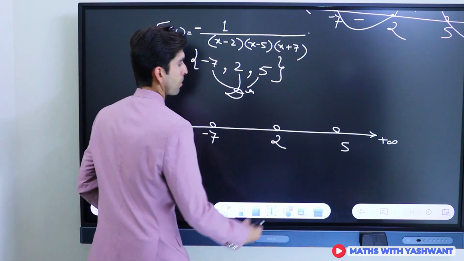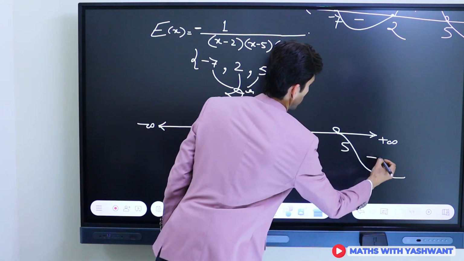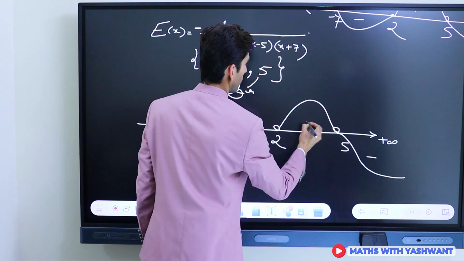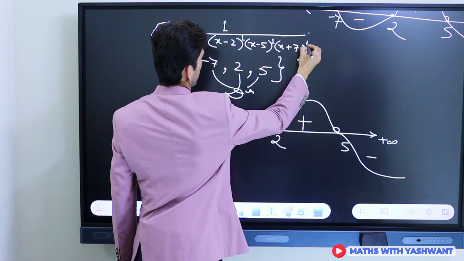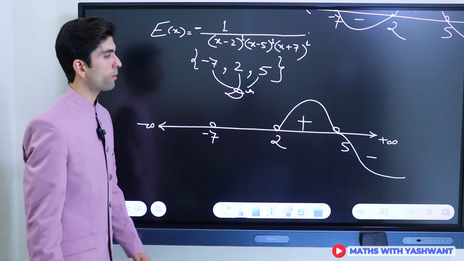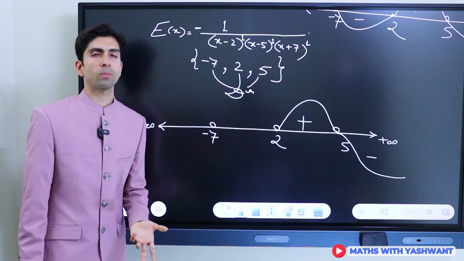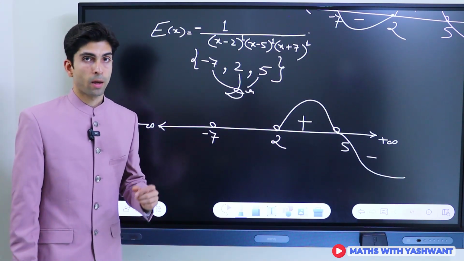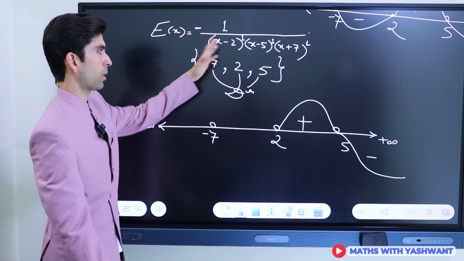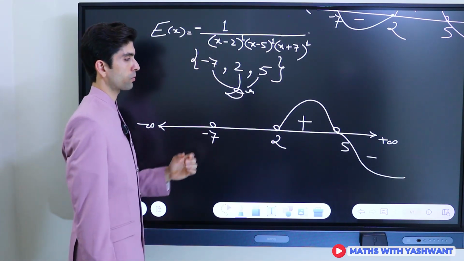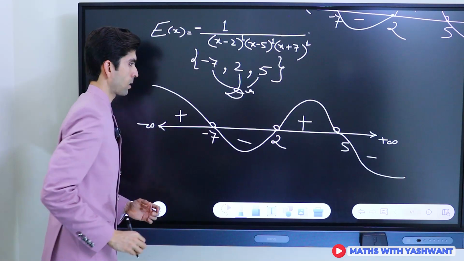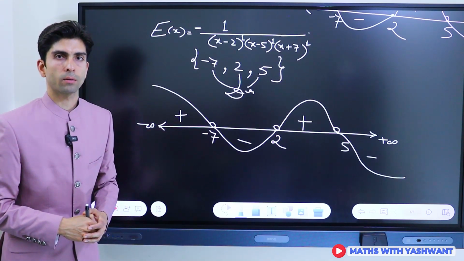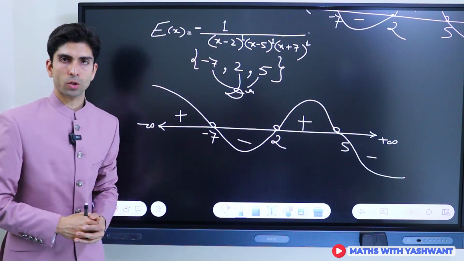Now we start drawing the curve from below the number line with a negative sign, and we change the sign alternately because all the linear factors have odd power. Odd and even power is the deciding factor for the sign change of the expression. If the power is even, we don't change the sign. If the power is odd, we change the sign. So for all the linear factors, we have odd power, so we keep changing the sign. So this is the final wavy graph for our expression.